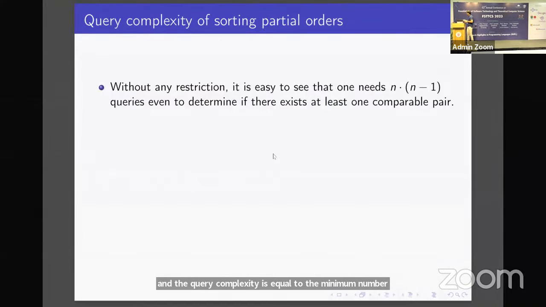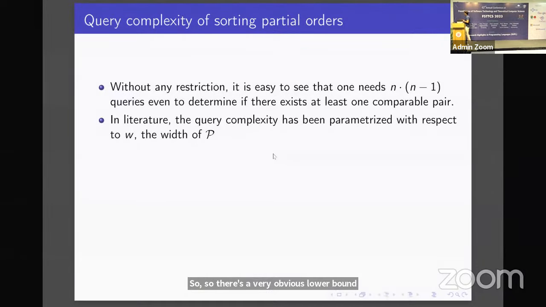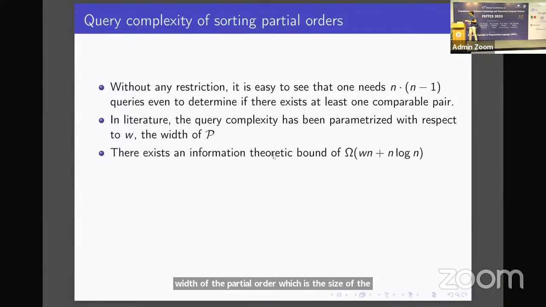First of all, it's easy to see that even to figure out whether there exists even one comparable pair, you need to make all the comparisons. So there's a very obvious lower bound of order n squared. Therefore, in the literature, this query complexity has been parameterized with respect to the width of the partial order, which is the size of the maximum antichain. There exists an information-theoretic lower bound of wn + n log n. This is simply taking the log of the number of partial orders with n elements that have width w.